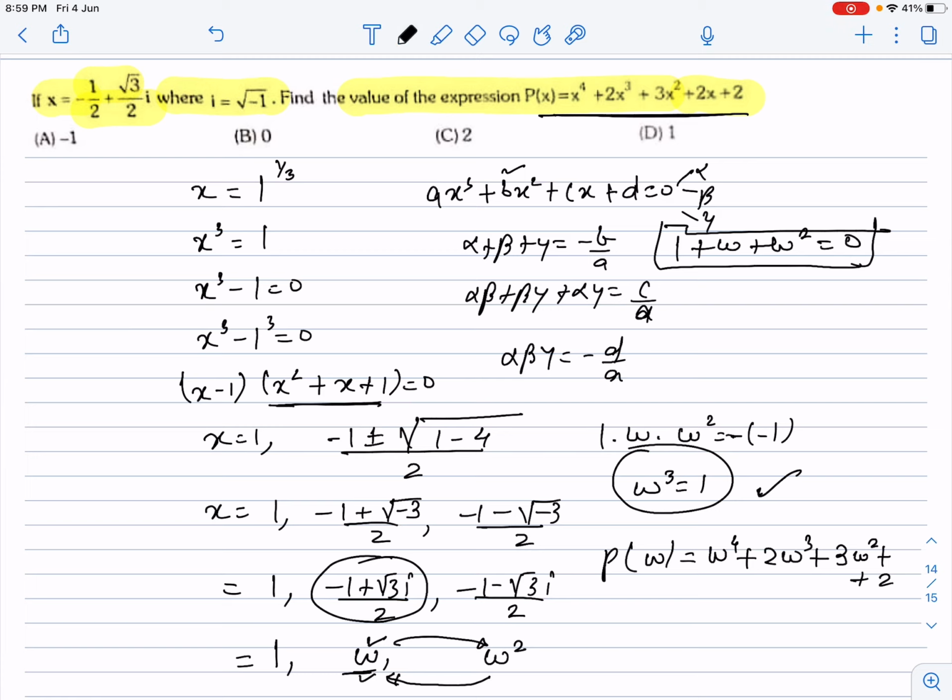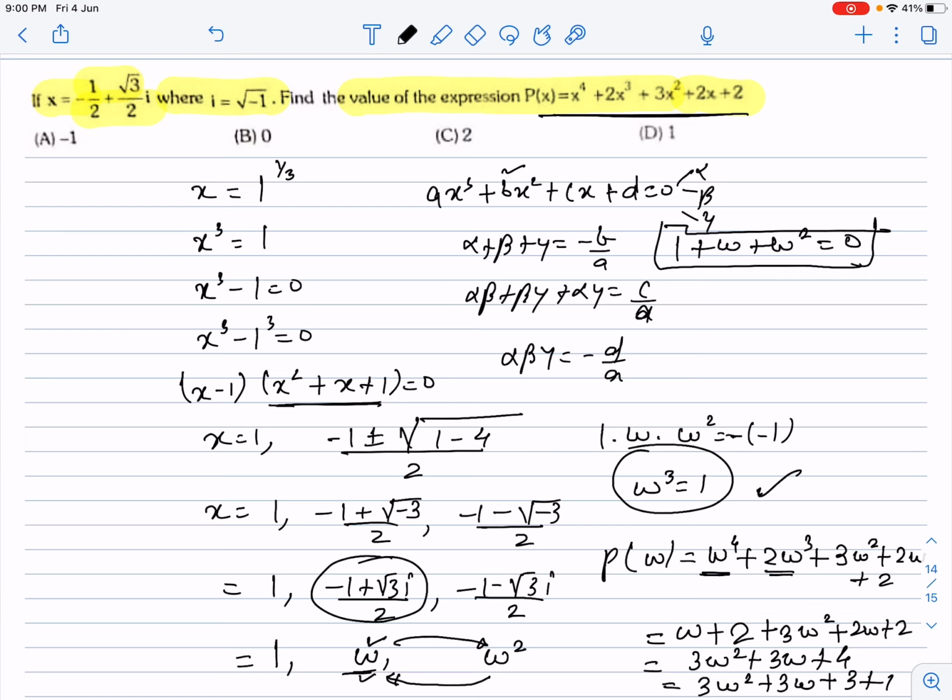Now let's see how it can be further simplified. To simplify it further, I'll write omega cube as 1, so only omega will be remaining. Then again omega cube as 1, so 2 will be remaining. Then 3 omega square as it is will be remaining, plus 2 omega plus 2. Now let's simplify it further. It can be written as 3 omega square plus 3 omega plus 4. That means 3 omega square plus 3 omega plus 3 plus 1.